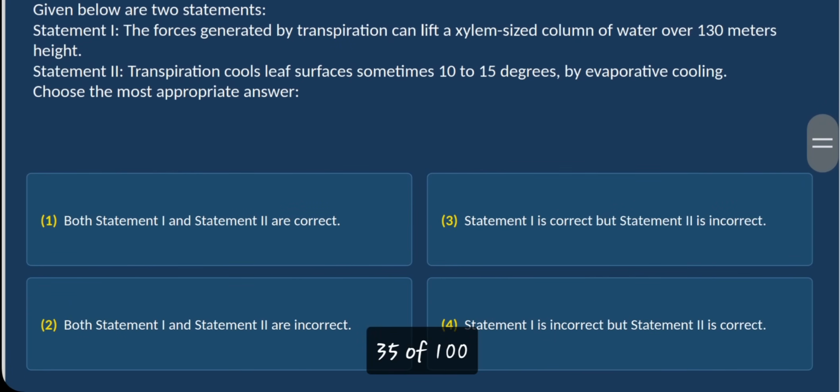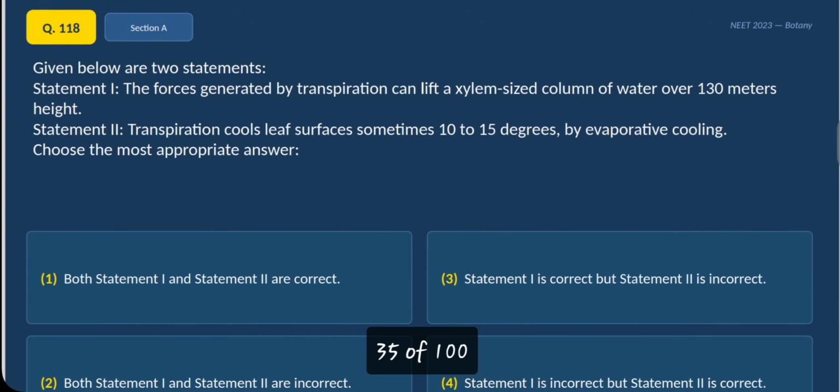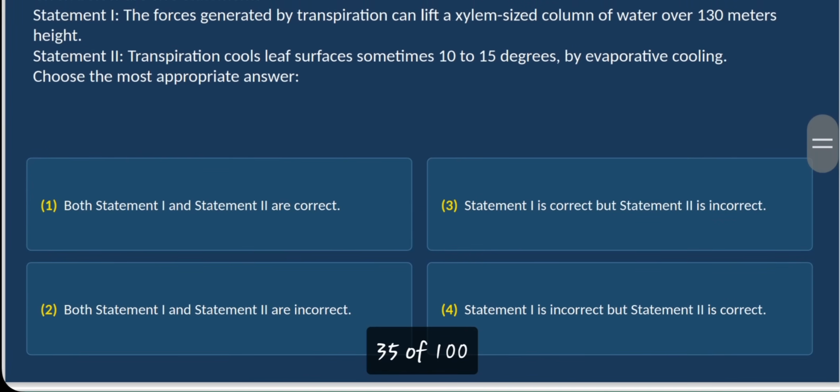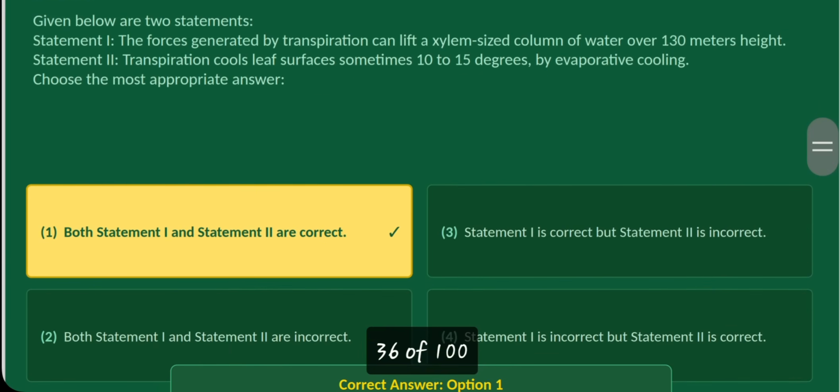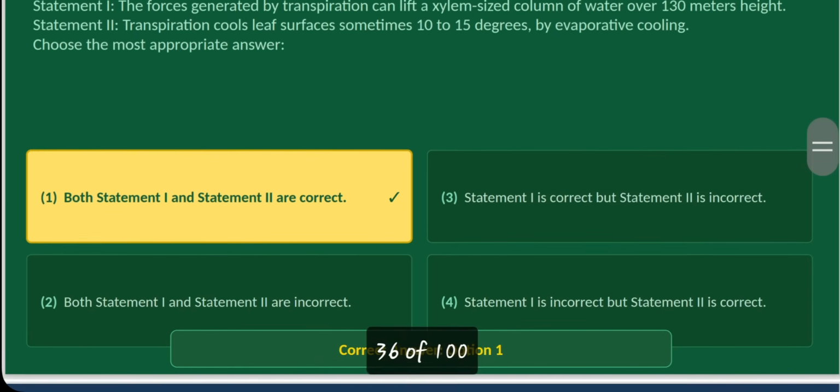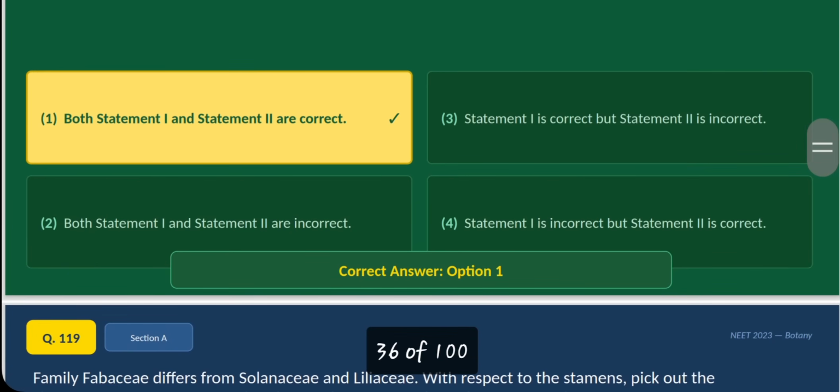Given below are two statements. Statement 1: The forces generated by transpiration can lift a xylem-sized column of water up to 130 meters height. Statement 2: Transpiration cools leaf surfaces, sometimes 10 to 15 degrees, by evaporative cooling. Choose the most appropriate answer. Both statement 1 and statement 2 are correct; both are incorrect; statement 1 is correct but statement 2 is incorrect. So the answer is both statement 1 and statement 2 are correct. That is what you have to remember.